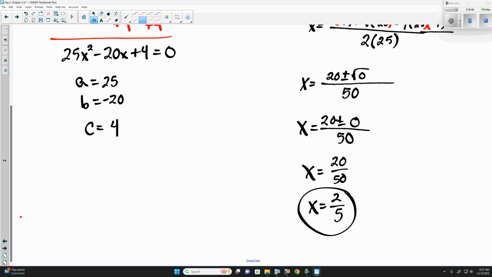Now, we still technically have two solutions. It's just one of them is 2/5, and the other is 20 over 50, which is just 2/5. They're both 2/5. We do have two answers. They're just the same answer. They're both 2/5. Questions on this here?